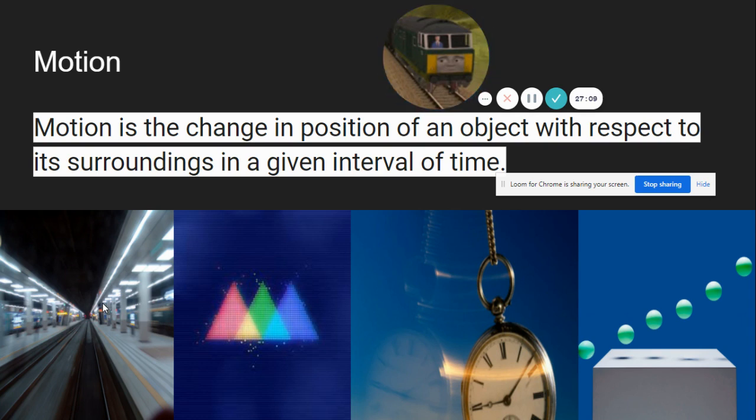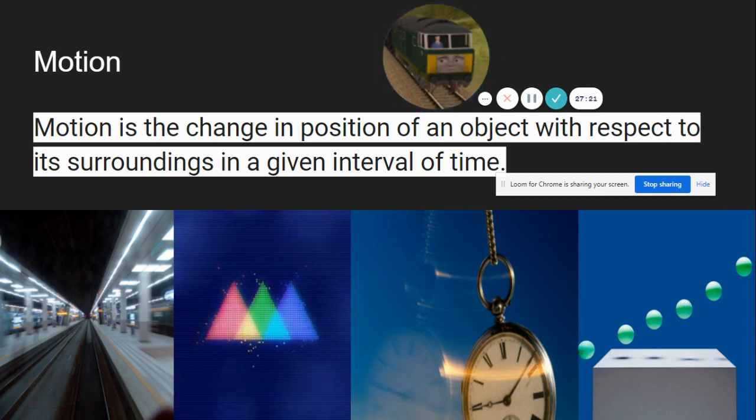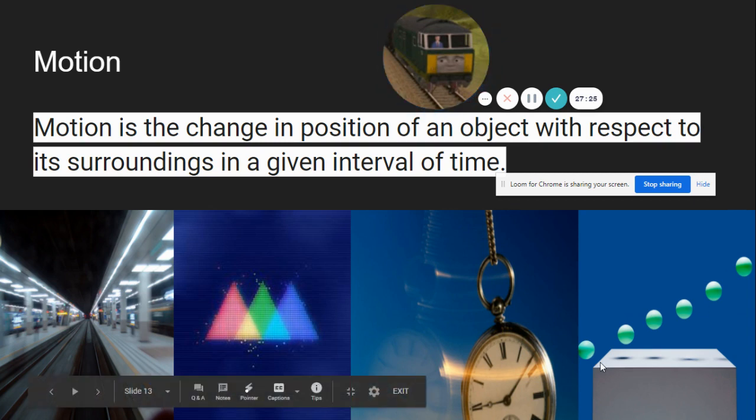So this is the movement of those green balls on this block. You can see that looks like an arrow pointing right and up. This is what motion actually looks like when it stops. The green balls usually drop, but they don't here because it has been captured in that picture.